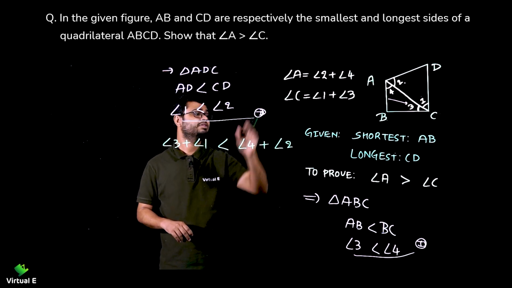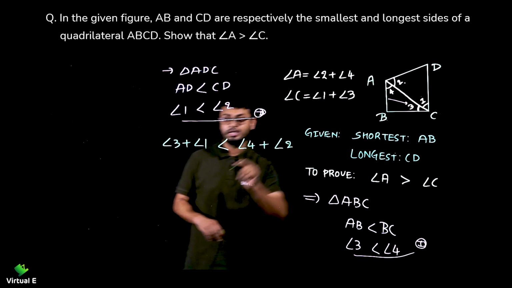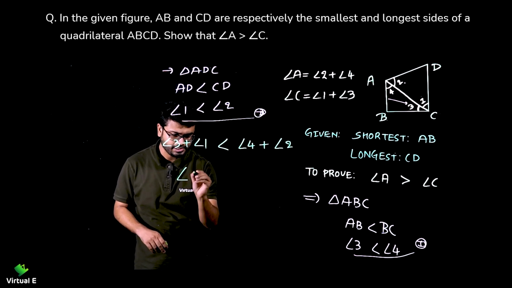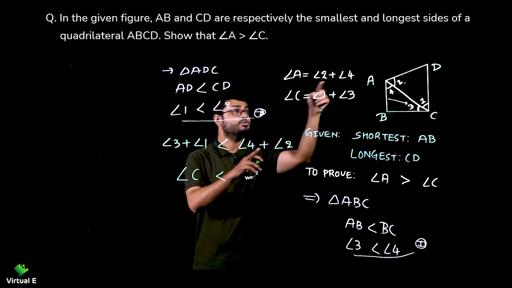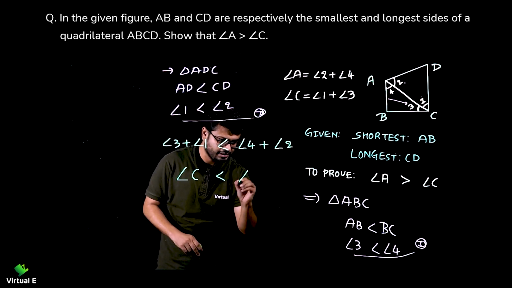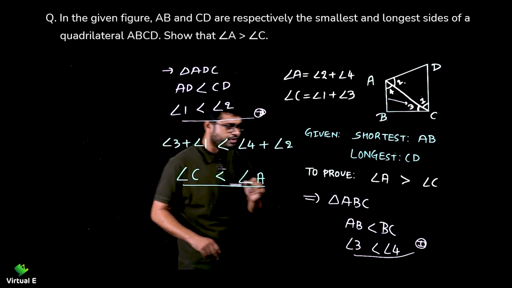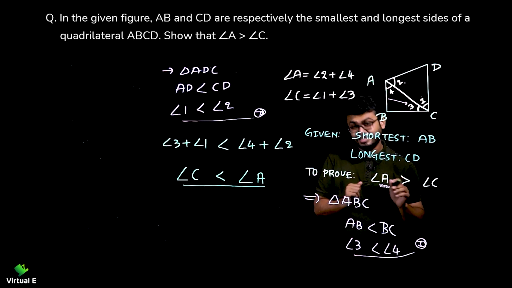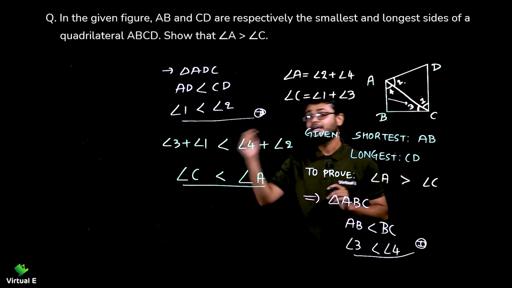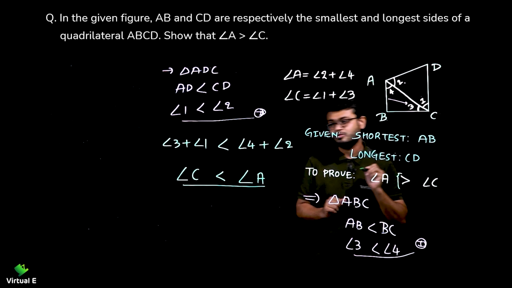Now let's compare with this one. So what do we have? Angle 3 and angle 1 means what? Angle C. So angle C is less than angle 2 and 4, that is angle A, right? So this is what we proved over here. If you are still confused whether these two results are the same, that the left side is angle A here and angle C there, then don't get confused. You need to see on which side the mouth is open.